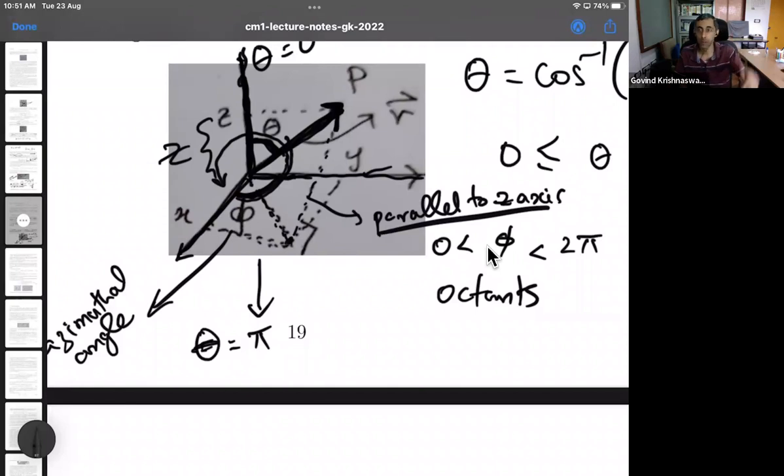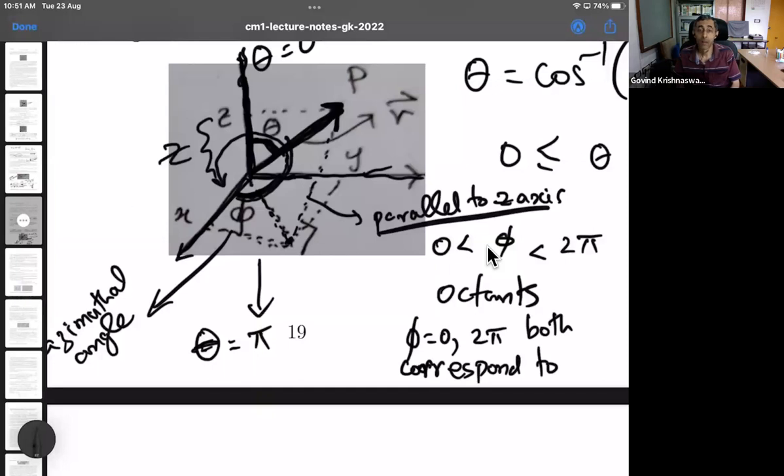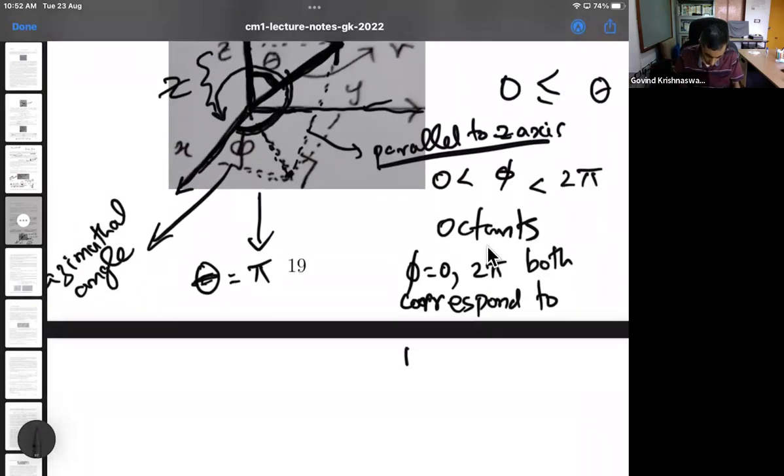There are 4 octants in the northern hemisphere. I have to go around all of them. And you will notice that phi equal to 0 and 2 pi both correspond to points where? Points on the XZ plane. That's a fine way to say it. Yes, so where the projection lies on the x-axis, points in the xz plane will have projection on the x-axis. Indeed, very nice. So you said it right: phi equal to 0 and 2 pi correspond to points P on the xz plane.